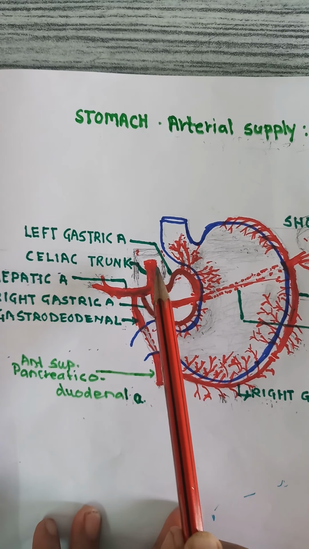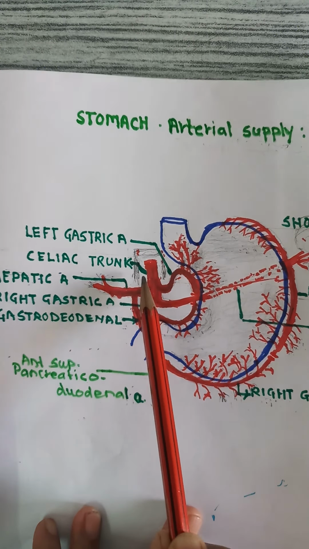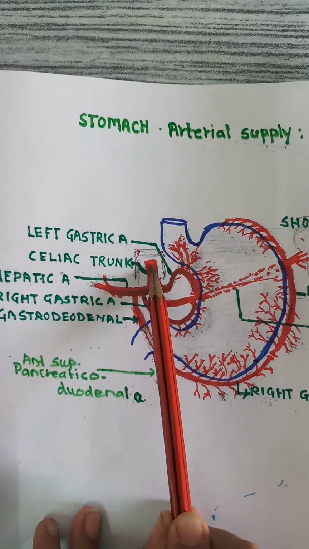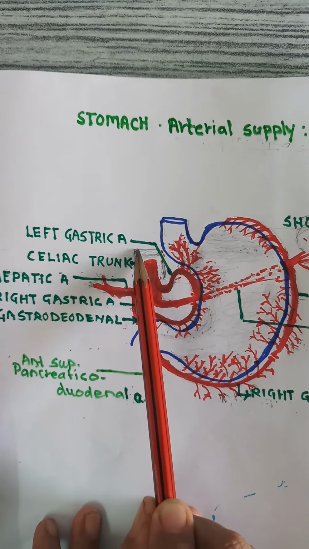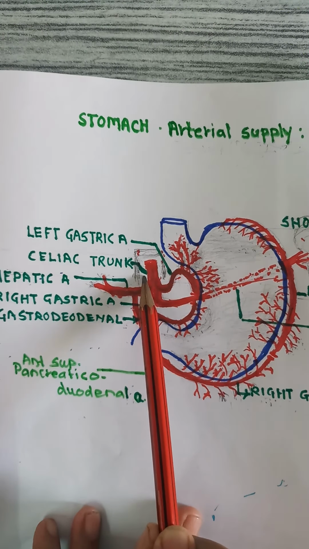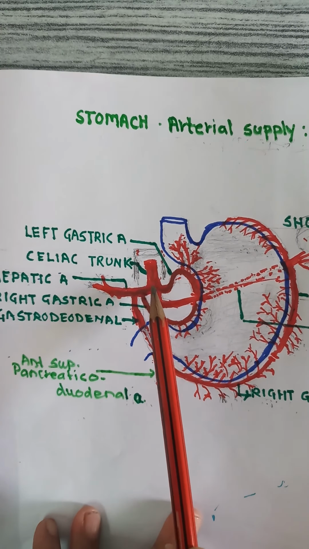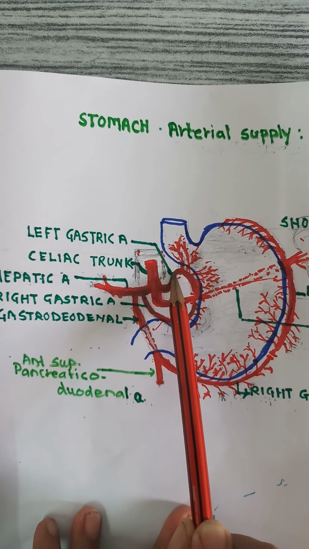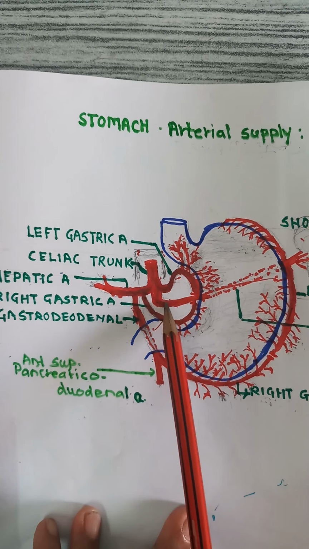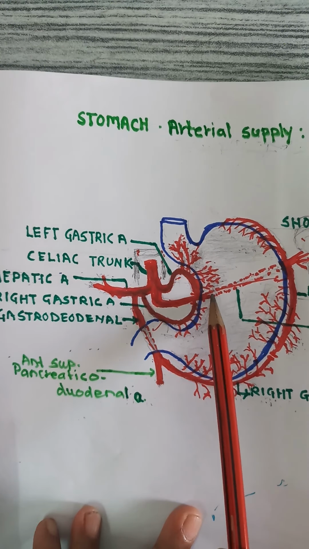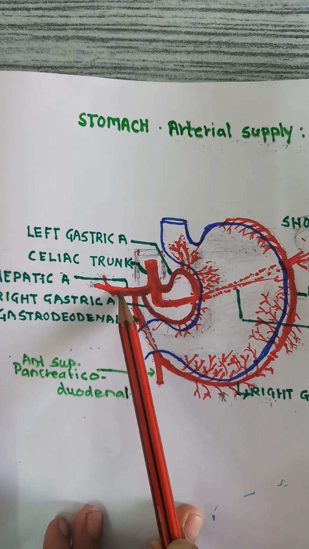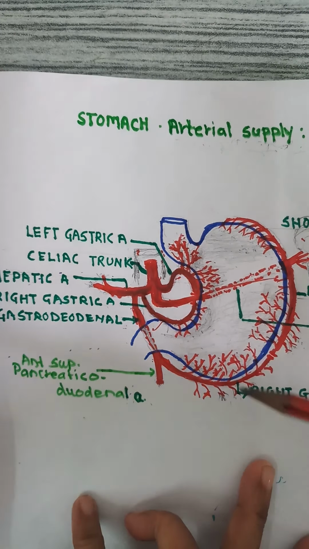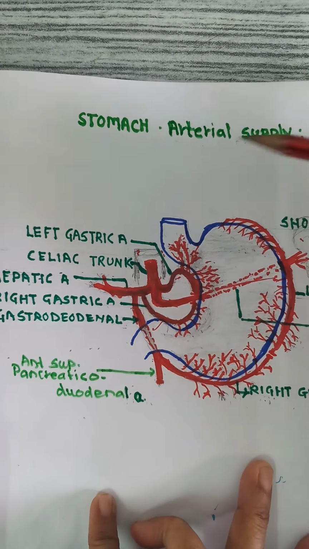Now this is the celiac trunk. The stomach is supplied by branches of the celiac artery. This celiac trunk or celiac artery is a direct branch of the abdominal aorta. This is a short artery and it divides into three: the left gastric artery, then the splenic artery, the largest branch, and the common hepatic artery. Okay. Now first we will discuss blood supply to the lesser curvature.